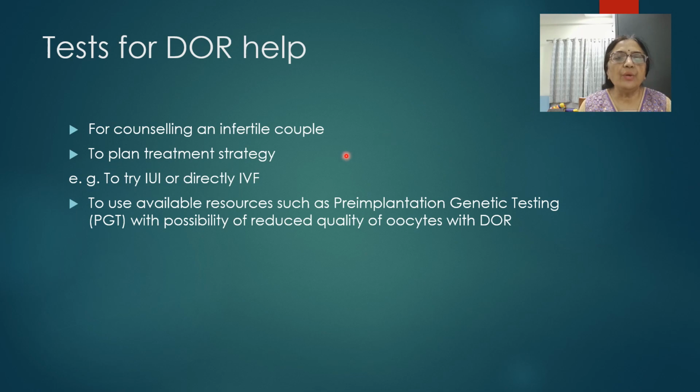Now, these tests help in counseling an infertile couple to plan the treatment strategy. For example, whether to try intrauterine insemination initially or to go directly for IVF. Then to use available resources such as pre-implantation genetic testing when there is a possibility of reduced quality of oocytes in patients with diminished ovarian reserve.